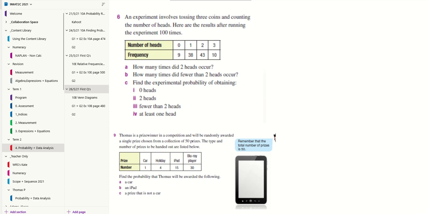Okay, this is a recording for the quick questions on the 26th. Remember that what we did yesterday was we looked at experimental probability. Experimental probability was when we run trials or use observations to work out what the expected frequency is.